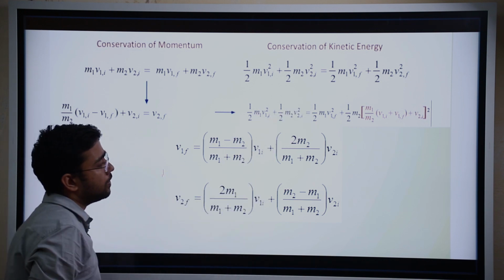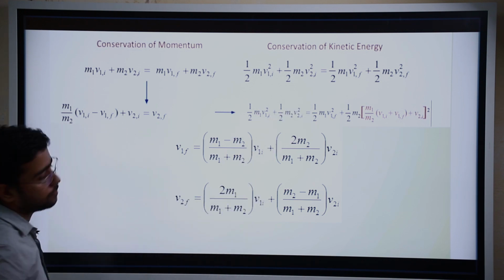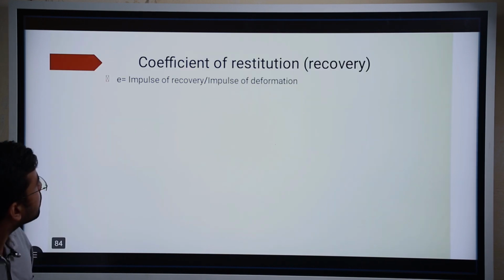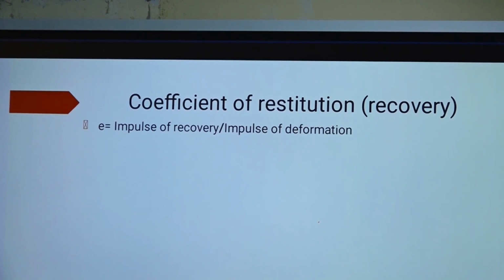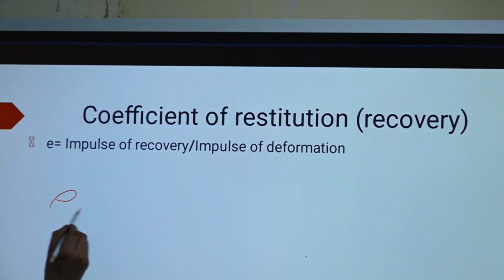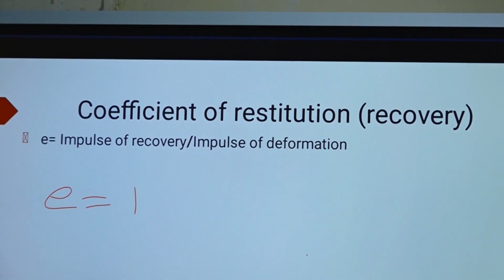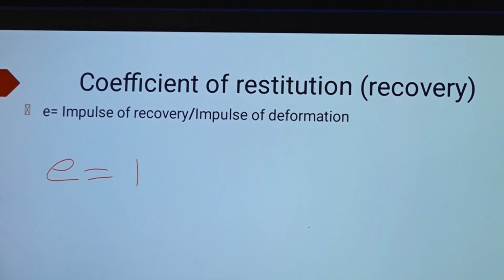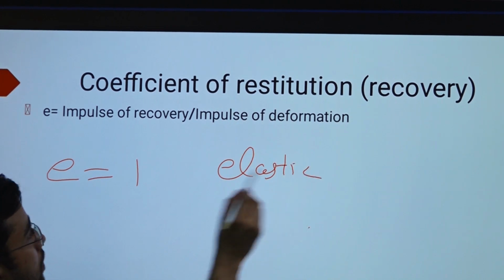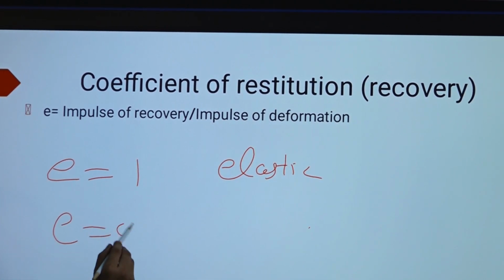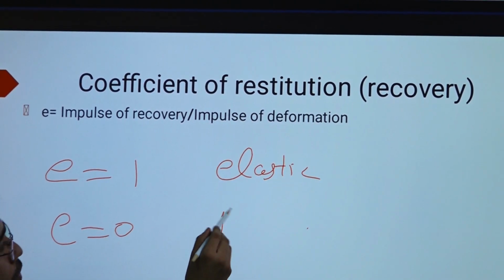So if you have good memory power, you can remember these formulas. Okay, so let us see the value of E. When the value of E is 1, the collision is purely elastic. When the value of E is equal to 0, it is purely plastic.